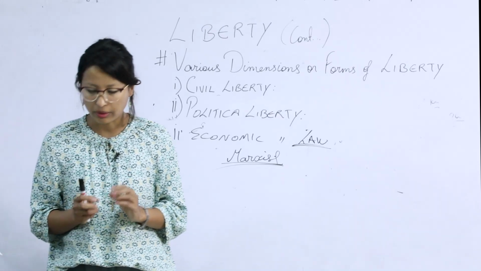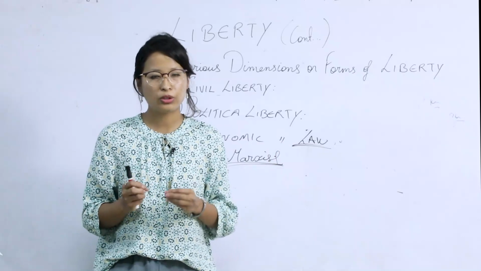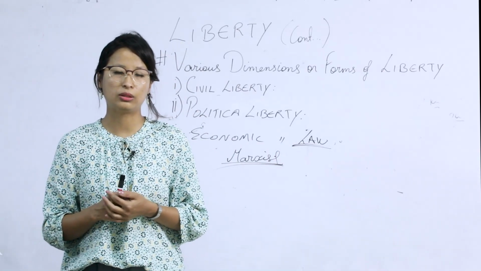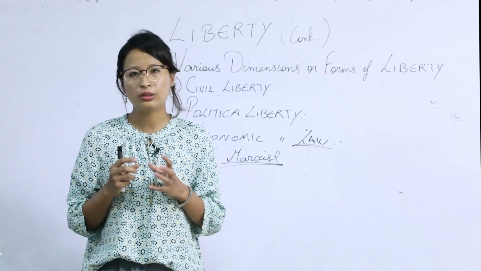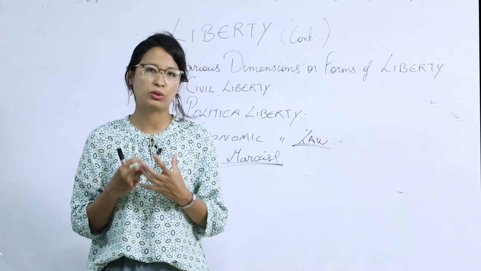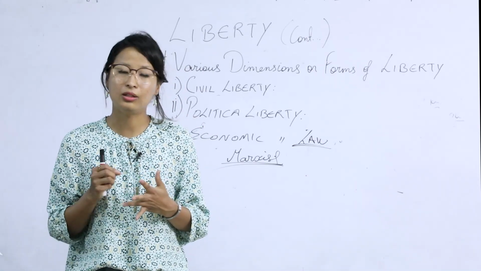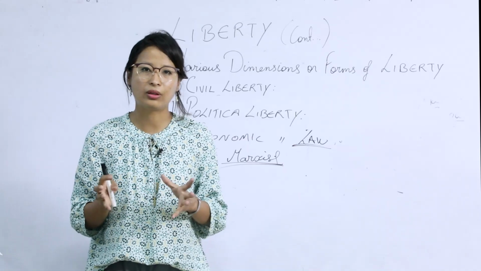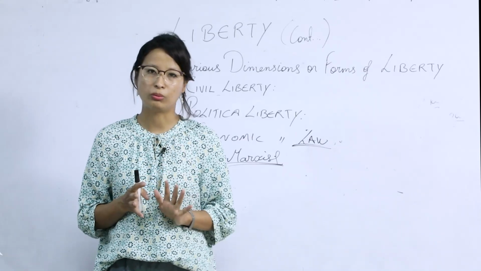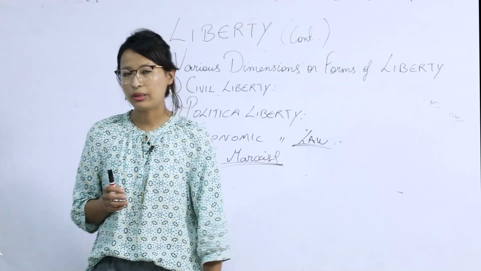They see that freedom, that is your liberty, is possible only when the means of production and distribution are controlled and owned by the state. When I say means of production and distribution, it means control of banks, industries, railways, everything being controlled by the state. That means there will be freedom. So that is the notion of the Marxists.